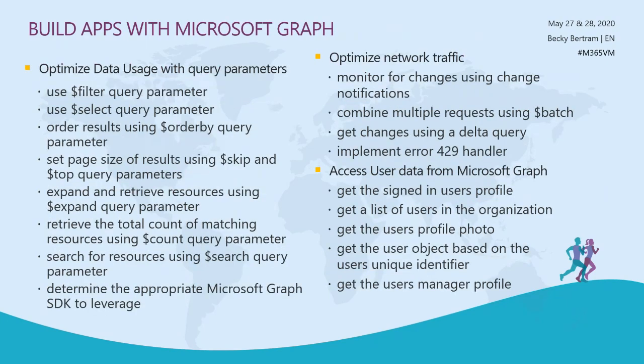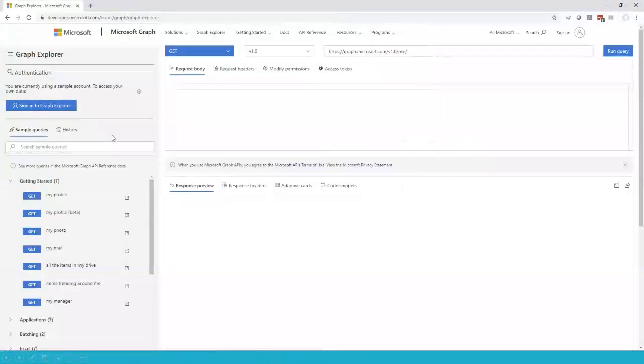The other thing is the Graph uses OData, so just understand how you can work with the filter, select, order by, skip, top query parameters, etc. And then finally, you want to talk about optimizing network traffic so you don't have a lot of back and forths.